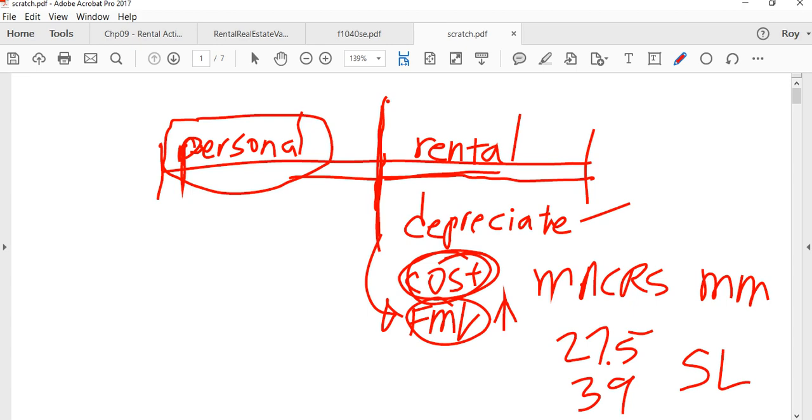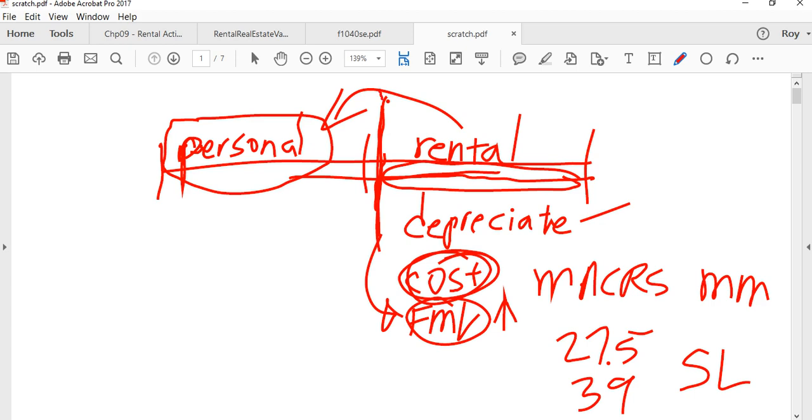Now, how about if you convert the rental to personal during the year? Well, you just keep track of, again, the expenses during the rental period and deduct that. And then once it turns personal, you only can claim the mortgage interest and real estate taxes as itemized deductions on your Schedule A.